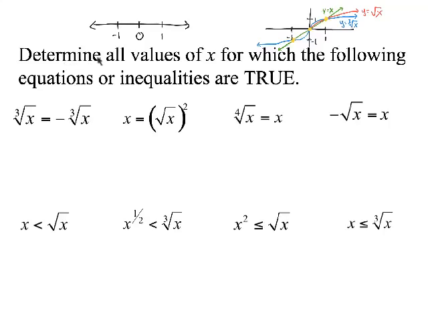So we're going to determine all values of x for which the following equations or inequalities are true. So you have 8 different equations and inequalities here that we want to see what x values make them true. Now if you look at all these things, we have cube roots, half powers for square roots, fourth roots, just x's. And so we have to kind of understand those graphs.